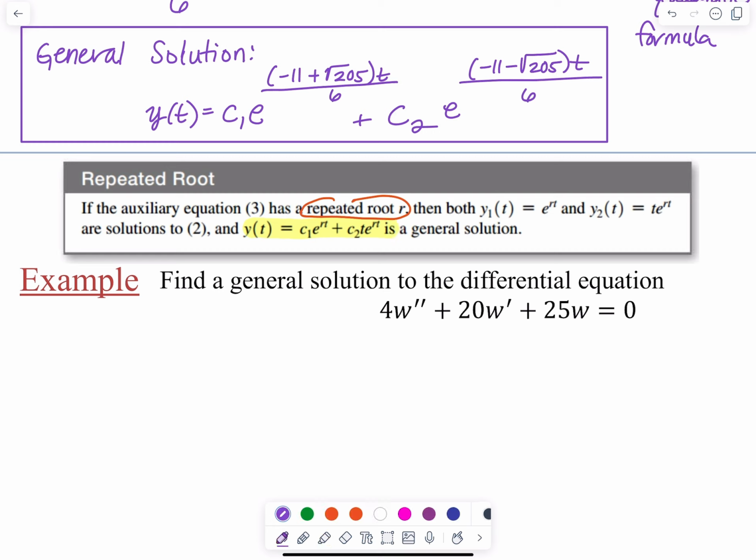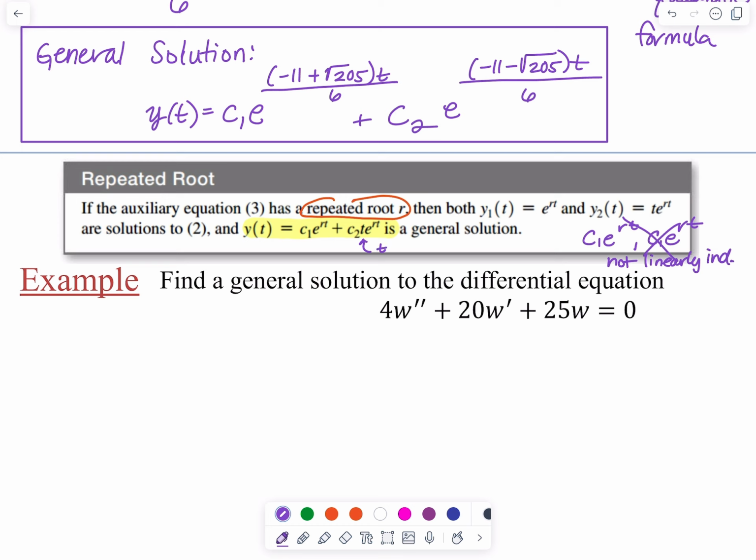As you can see, there is an extra t placed in here. So c1e to the rt and c2e to the rt are not linearly independent. So if they are not linearly independent, then we cannot write a combination of them as our general solution. So we then will use this additional t.